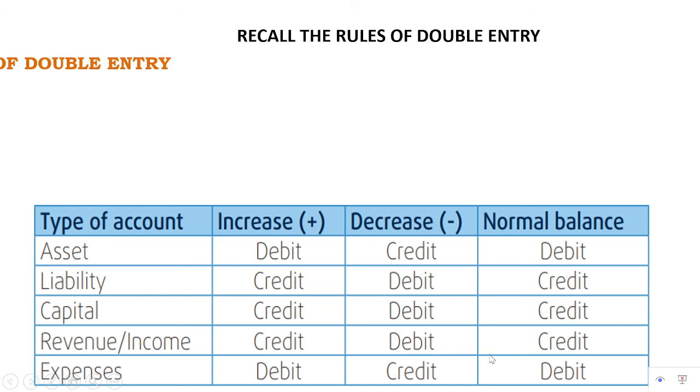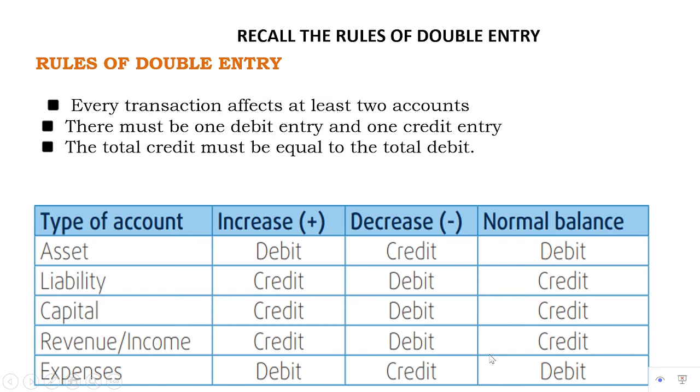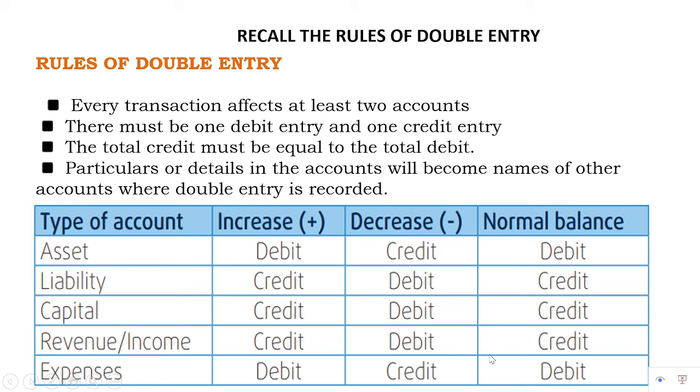We have here information to remember. Record the rules of double entry. Every transaction has to be reflected in at least two accounts. If a transaction happens, it has to be reflected in at least two accounts, but even three accounts are possible, like in the case of starting a business with both cash at hand and cash at bank.